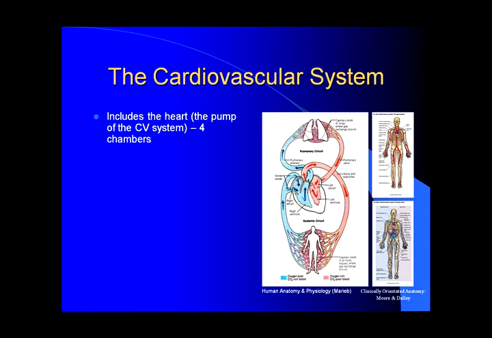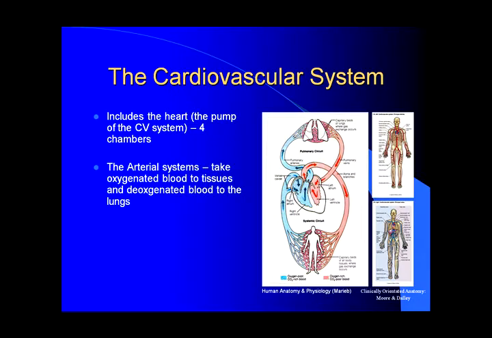The cardiovascular system includes the heart, which contains 4 chambers. Over here we have the left and right ventricles and the left and right atria. It then has the arterial system, and the arterial system takes blood from the heart to the body, and there are 2 arterial systems. This is from the left ventricle.